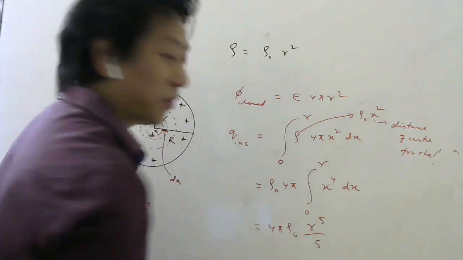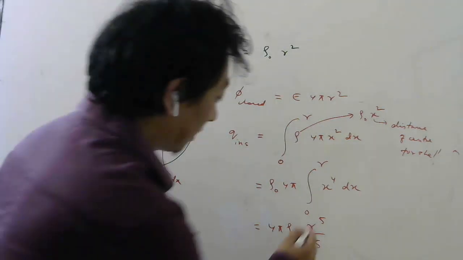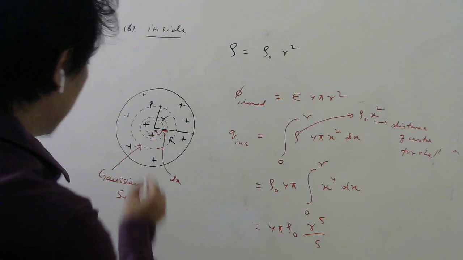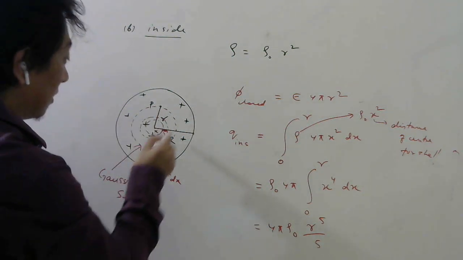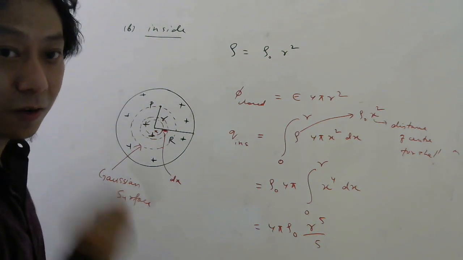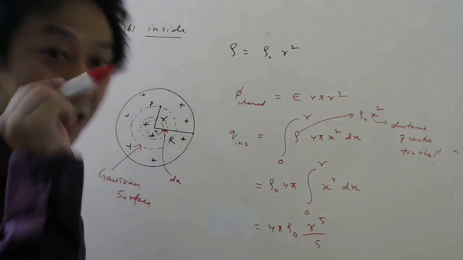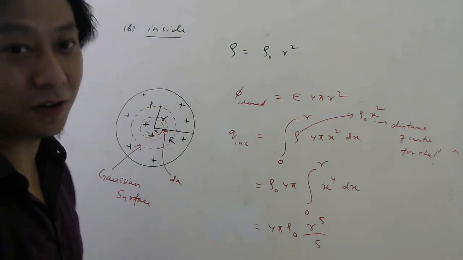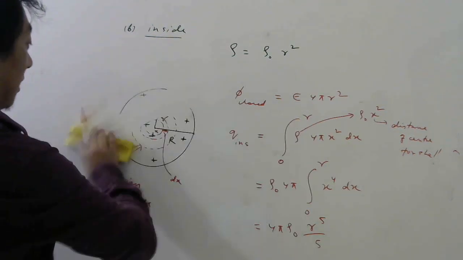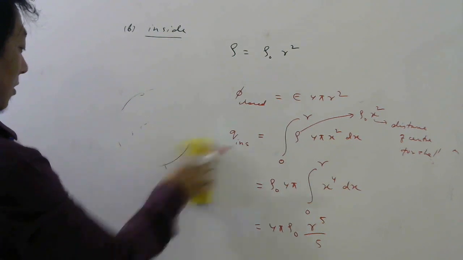If you see the difference, before this was capital R, now it is small r, because we want only the charge inside this Gaussian surface. Because we have to use Gauss law, and Gauss law contains the charge inside the closed surface. Okay, so once you have done with that, you can make use of Gauss law.